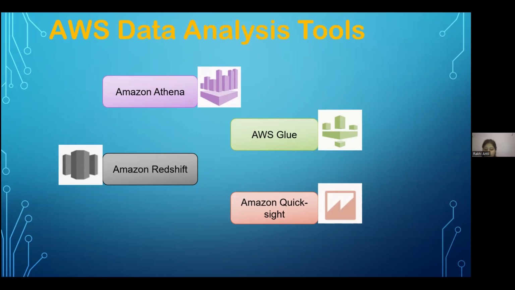And last is Amazon QuickSight. Amazon QuickSight is a cloud-based tool for creating interactive visualizations and dashboards, and it connects to data sources including AWS services, databases, and third-party applications, enabling data exploration and sharing.